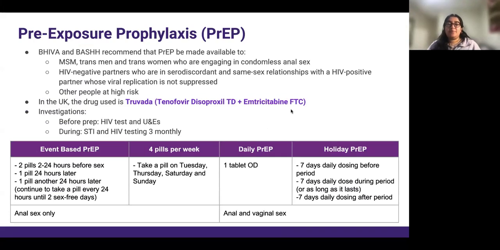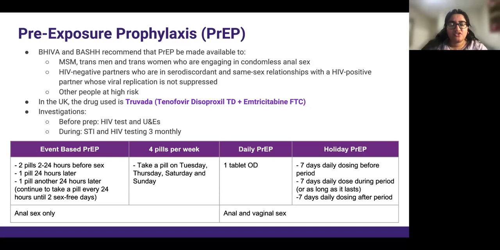So going on to PrEP and PEP, I found it quite confusing. But there's a really good Geeky Medics station on it that talks about PrEP, and I think that explained it so well. But essentially, PrEP can be offered to men who have sex with men, trans women who are engaging in condomless anal sex, HIV negative partners who are in same-sex relationship with an HIV positive partner whose viral load is not suppressed, and other people at high risk.